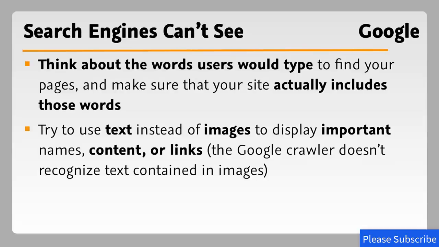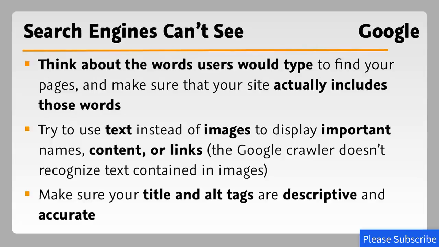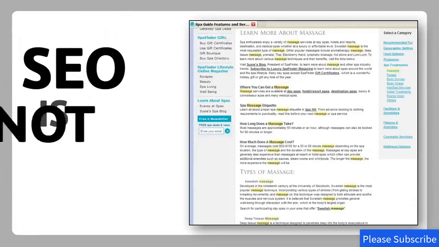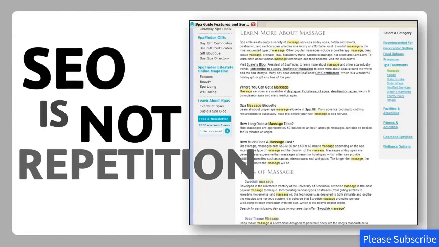Try to use text instead of images because Google doesn't recognize text in images. And also, make sure your title and alt tags are descriptive and accurate. We'll look at those as we talk more about optimization. So what I want you to understand as we move on is that search engine optimization is not simply repeating one word over and over in a page.